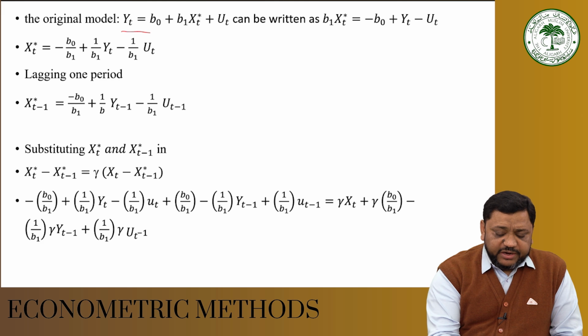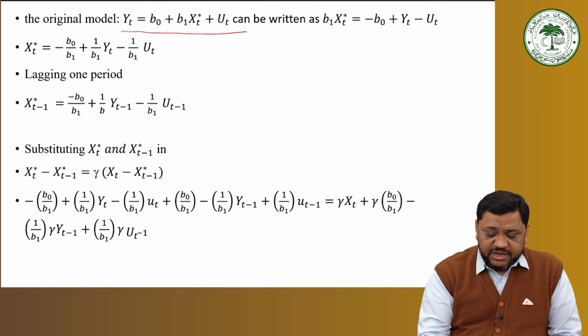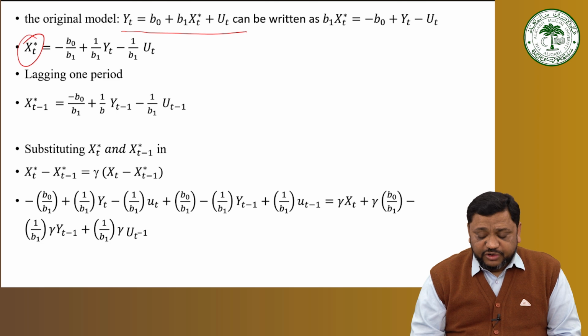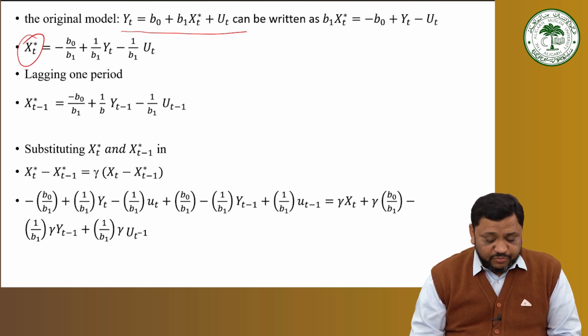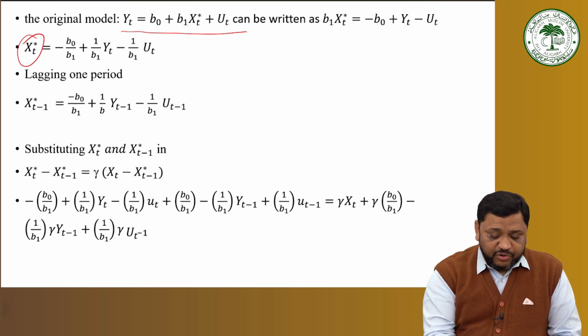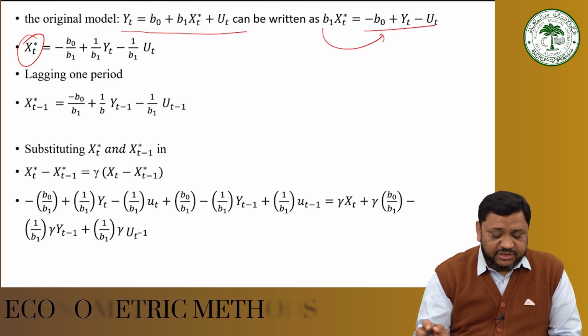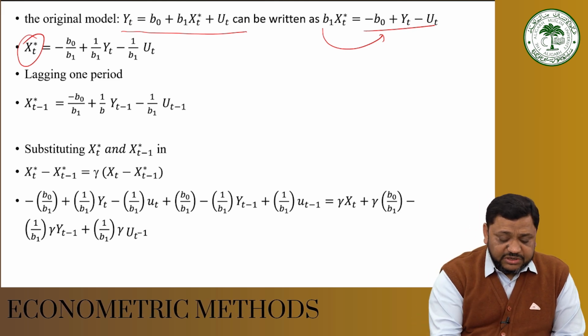So the original model, y_t is equal to beta naught plus b1 x_t* plus u_t, can be written, because we want to derive x_t*, as b1 x_t* equals minus b naught plus y_t minus u_t. Now x_t* is equal to minus b naught by b1 plus 1 by b1 y_t minus u_t by b1, taking b1 over to this side so the entire thing is divided.